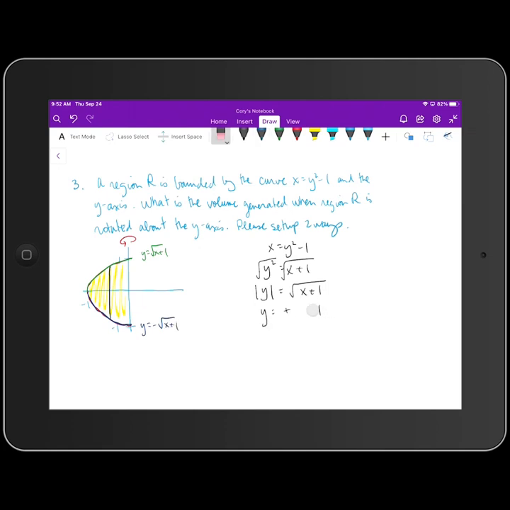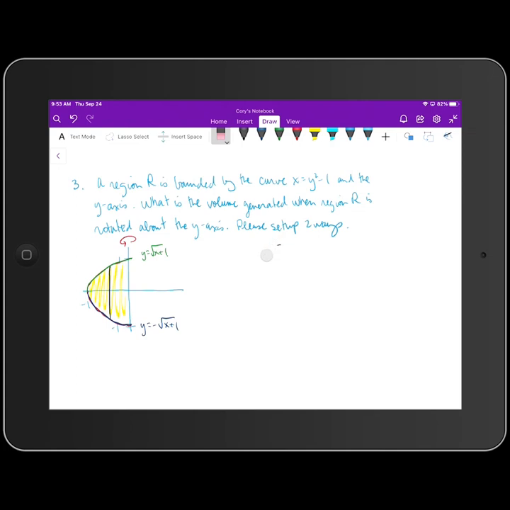Okay, so I'm going to erase the work that I did over here, just so I have room to set up the integral. Wow, this is taking a long time to erase, sorry.